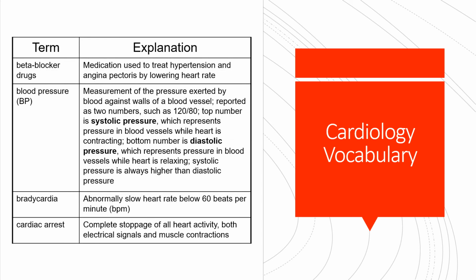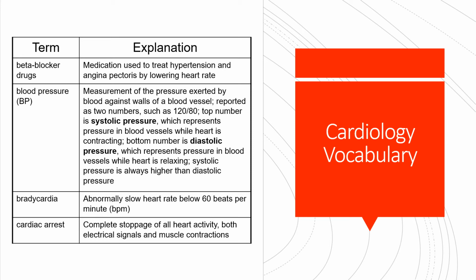Beta blocker drugs are medication used to treat hypertension and angina pectoris by lowering heart rate. Blood pressure is a measurement of the pressure exerted by blood against the walls of the blood vessels. And this is going to be reported as two numbers, such as 120/80.